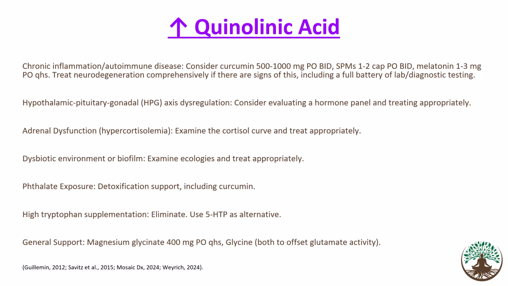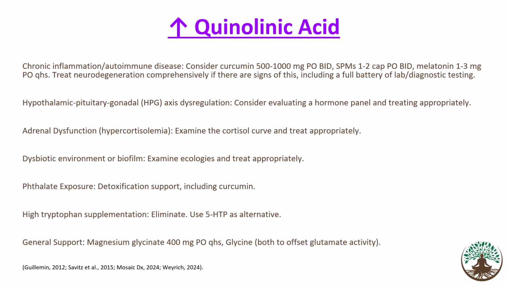Some of the specific considerations in the context of elevated quinolinic acid include treatment for chronic inflammatory or autoimmune diseases. A detailed analysis of these strategies is outside the scope of this presentation, but curcumin and specialized pro-resolving mediators, or SPMs, are some common strategies to combat this. If there are signs of neurodegeneration, incorporate a full investigation and appropriate treatment. An advanced analysis of sex hormones will reveal any evidence of estrogen dominance and guide appropriate interventions.